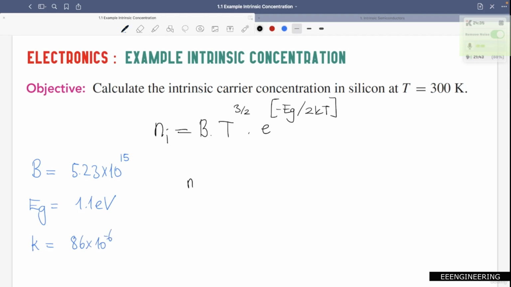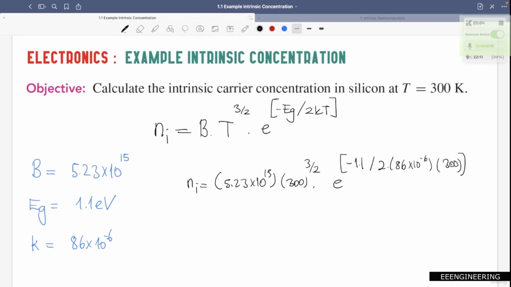First of all, Ni is equal to the B value, 5.23 times 10 to the 15, and then, instead of writing temperature, let me put the value, 300K, to the power of 3/2, times e to the power of minus Eg, which is minus 1.1, over 2 times 86 times 10 to the minus 6 times the T value, 300. This is the equation we have, and in the end you end up with the answer of 1.5 times 10 to the 10 per cubic centimeter.